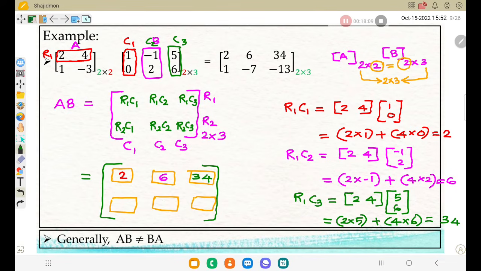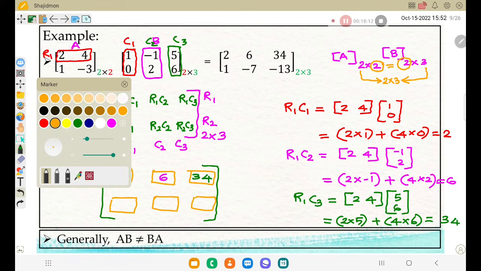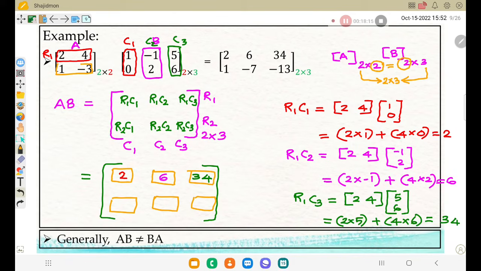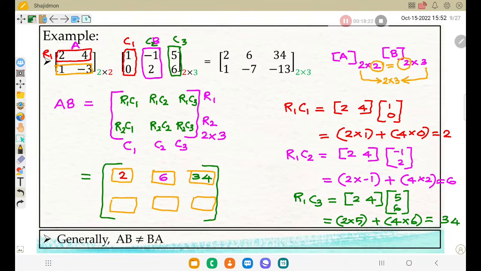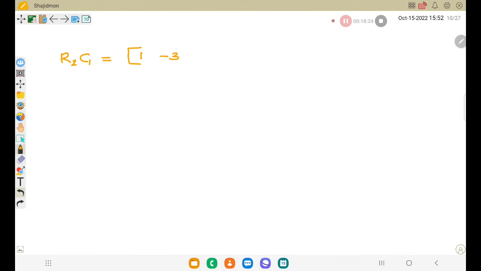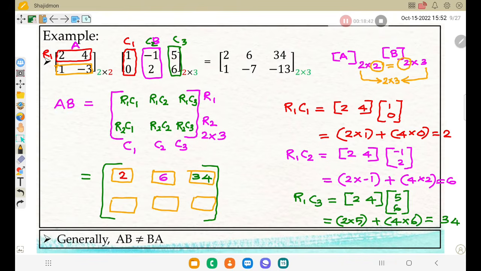Now same way, second row now we are going. First row we are done. Now we will go to the second row. Okay? So second row with the column number 1. You can see the second row means 1, minus 3. Multiply column number 1. Column number 1 means 1, 0. That means we can write first number with first number plus second number with second number. So you will get 1. Correct? So we can write the number here equal to 1.